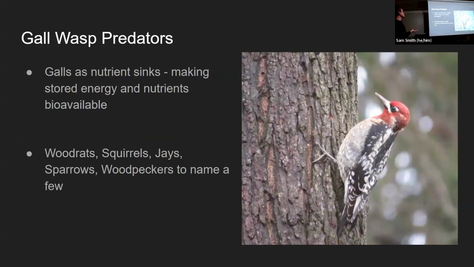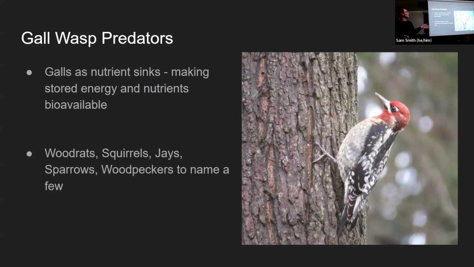And then, as I mentioned earlier, there's a whole host of oak woodland inhabitants that will consume gall wasps. You can really think of galls as nutrient sinks that make stored energy from the tree bioavailable to all these different animal species. One example that I think is cool is the sapsucker. This is a red-breasted sapsucker, and they're really winter visitors for us. But oftentimes you can find, especially those California live oak apple galls, with the characteristic telltale sapsucker holes in them. So the sapsuckers will go after the larva within those galls.